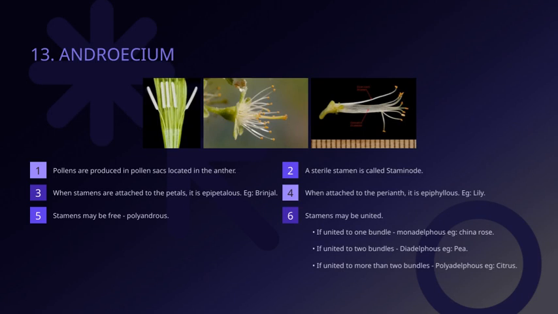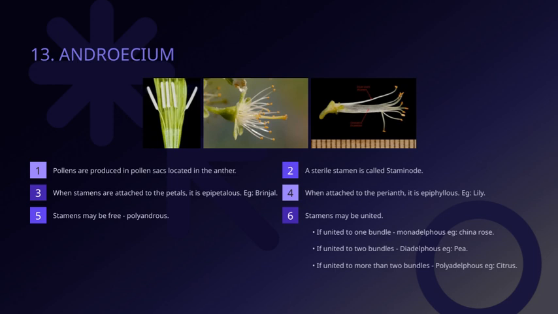When stamens are united to more than 2 bundles, we call this condition polyadelphous, as seen in citrus fruits. If they are united to just 2 bundles, it's known as diadelphous, like in peas. And when all the stamens are fused into a single bundle, that's monadelphous, which we observe in the China rose. Stamens can also be united to each other, and sometimes they attach to the perianth, which is the outer floral whorl. When this happens, the stamens are described as epiphyllous, like in lilies.